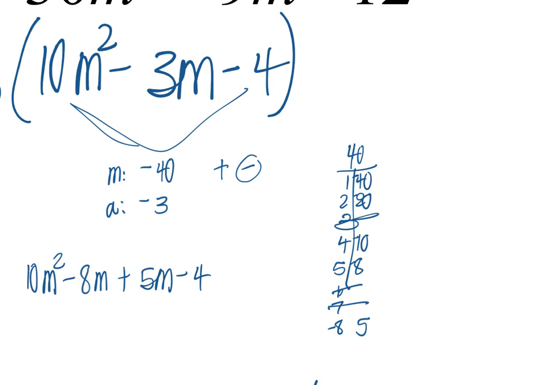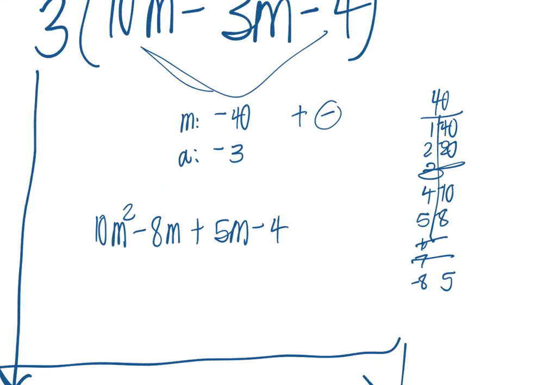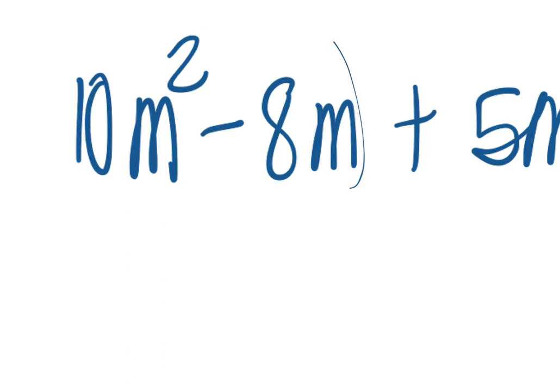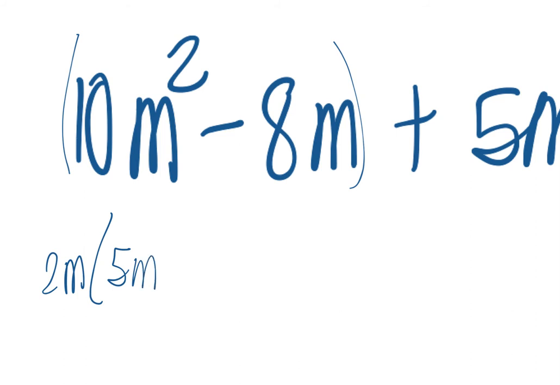Just make sure their signs are the correct sign. It could have been 10m squared plus 5m minus 8m. It doesn't matter. Anyway, so now we're going to group this thing. We're going to group the front, and that has a GCF of 2 and of m. And if you factor out a 2m, you would be left with 5m minus 4.